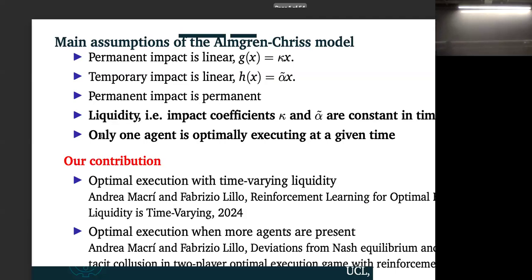So what I'm going to present in this talk is a contribution from two papers that I wrote with a PhD student, Andrea Macri. One considers the problem of optimal execution with time varying liquidity, and the other considers optimal execution when more agents are present. And the tool I'm going to use is reinforcement learning.